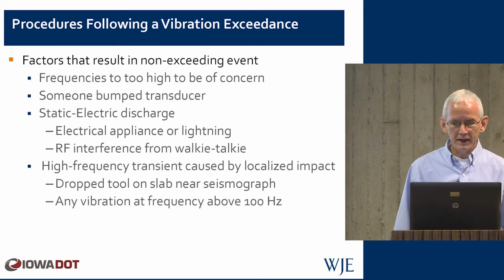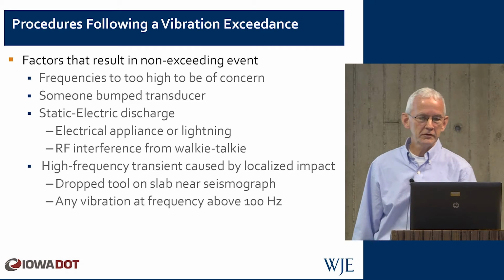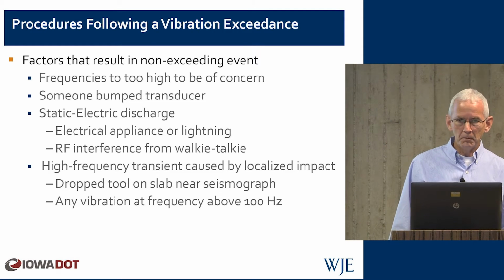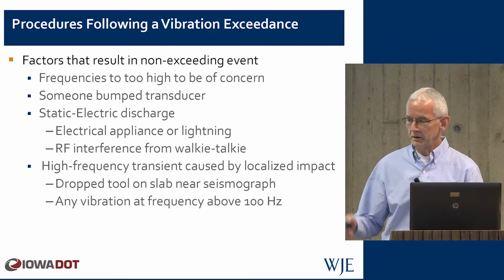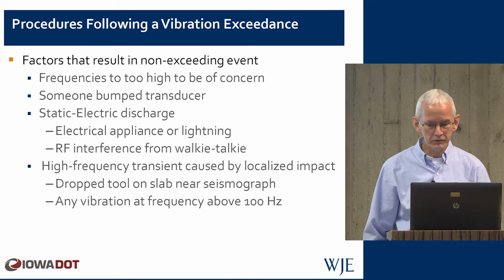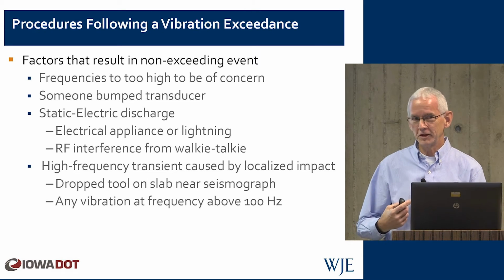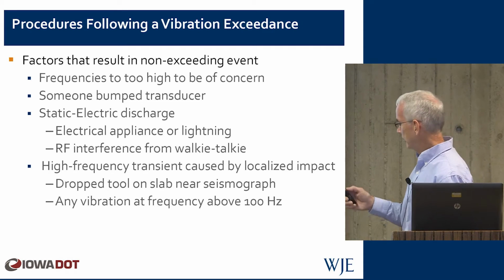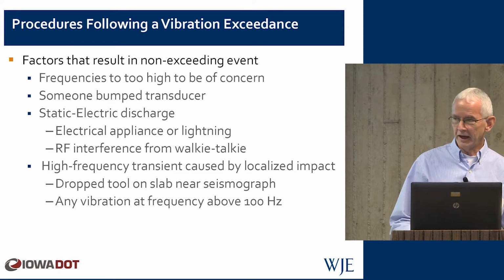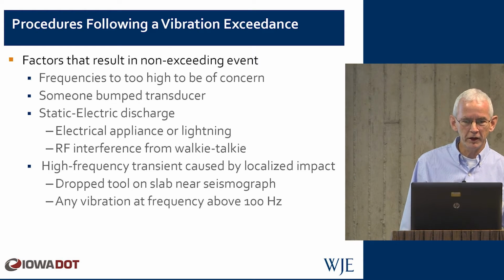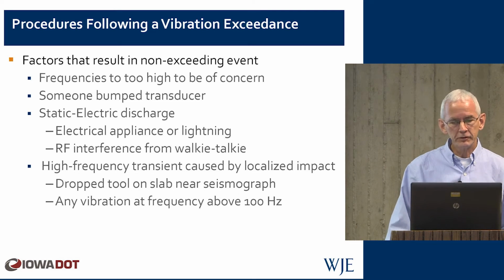There are factors that affect the non-exceeding event that may lead us to indicate that it's a non-exceeding event, and that's if the frequencies are too high to be of concern, such as something greater than 100 hertz. There may be some other causes for that, some electrical interference, or somebody dropping a tool next to the transducer or on the transducer, or somebody bumps the transducer a lot of times. And if they bump the transducer, then we have a concern that they might have knocked it loose from the ground, and somebody might need to go look at it, but it's not a structurally borne vibration that is affecting the building. Or the static electric discharge from the refrigerator or the dehumidifier, or lightning can produce static discharges that can get picked up, or RF interference from walkie-talkies.